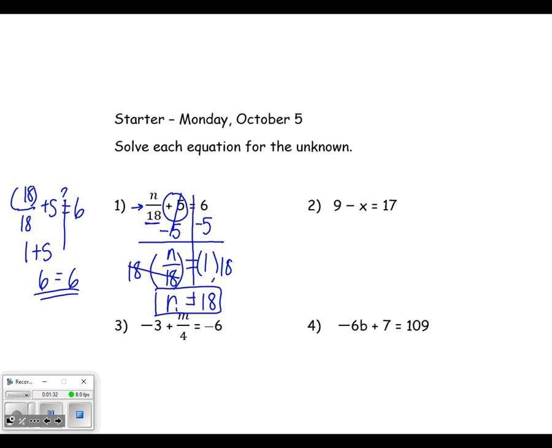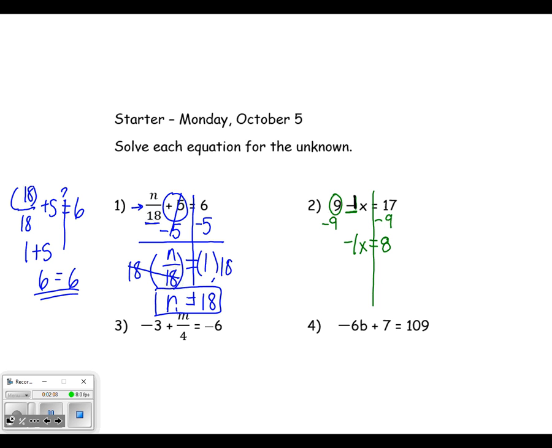Number 2. Again, I'm going to circle my constant and underline my coefficient. This is the situation where I have that invisible, I'll write it in black, that invisible 1 for my coefficient, and actually it's a negative 1. So, I'm ready to solve. I need to undo the constant first, right? It's a positive 9, so I'm going to subtract 9 from both sides. That gives me negative 1x equals 8.